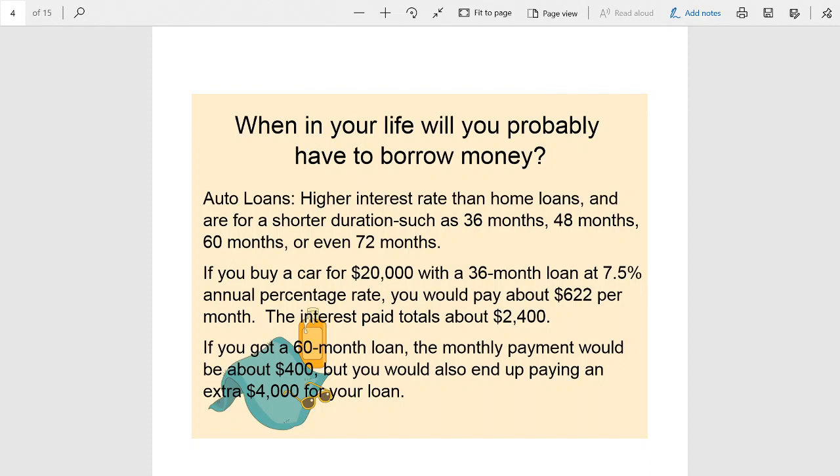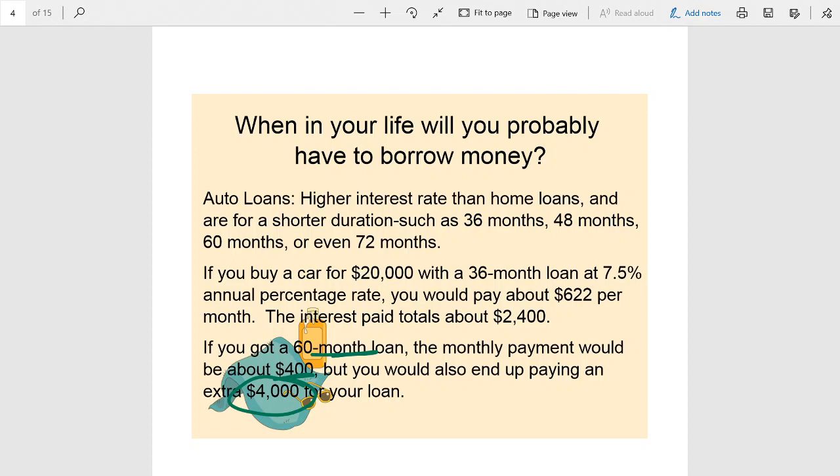So let's say you were to buy a car for $20,000 at a 7.5% interest rate for a 36-month loan. Using all the calculations that we're not going to get into in this lesson, you'd pay about $622 per month, and that is only about $2,400 in interest over those 36 months. If you got that same car but used a 60-month loan, the payment would definitely be lower because you're spending more time paying off the same car, but you would end up paying more interest because you're being loaned this money for a longer amount of time. So your monthly payment would go down by about $400, but it would cost you an extra $4,000 over that longer period of time.